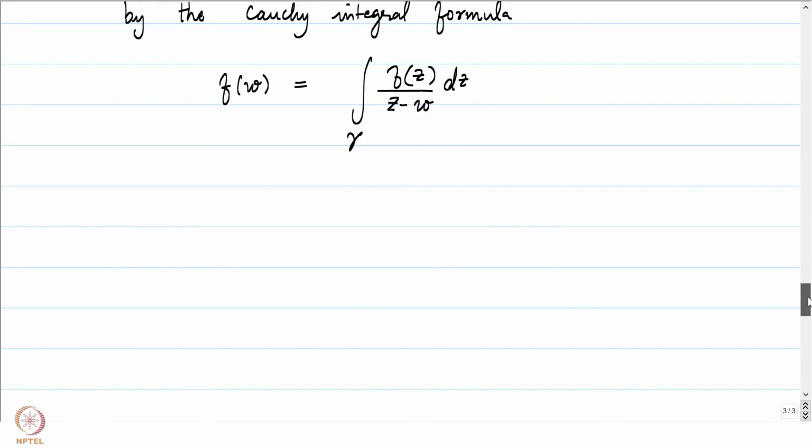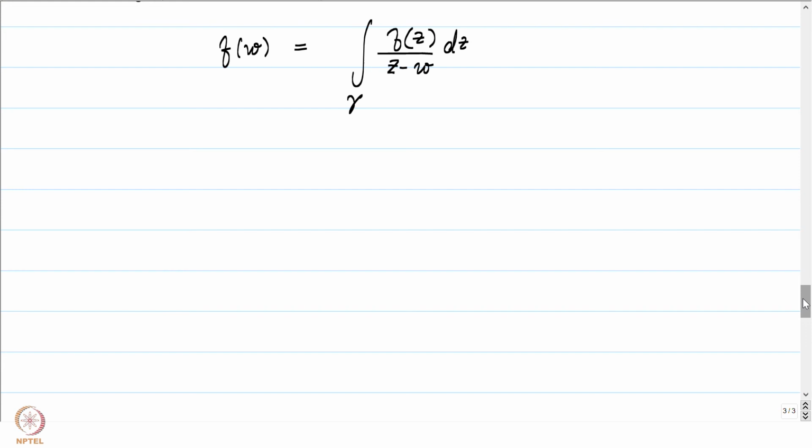Let's now look at f(z) by (z − w) here, or rather let's look at 1 by (z − w). Consider 1 by (z − w). This is equal to, introducing a z0 term, 1 by (z − z0) into 1 minus (w − z0) by (z − z0).